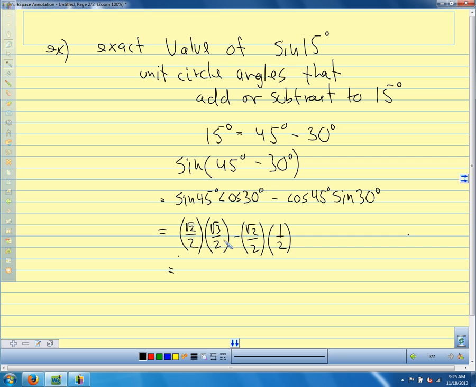When I multiply straight across, when I multiply radicals, I can multiply underneath the square root. So this is going to be the square root of 6 over 4 minus square root of 2 times 1, which is just square root of 2 over 4. And my exact answer is square root of 6 minus square root of 2 over my common denominator of 4. So the exact value of sine 15 degrees is square root of 6 minus square root of 2 over 4.